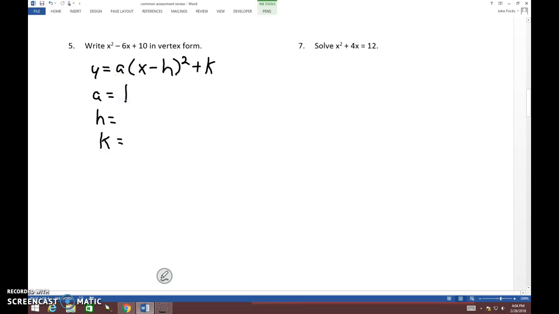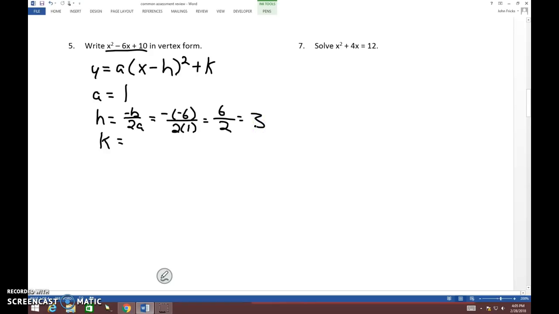We also know h and k are going to be found by using negative b over 2a since this is in standard form. So to find h, we're going to use negative b over 2a. So that's going to be negative times b, which is negative 6, divided by 2 times a, which is 1. So that's going to give us a 2 on bottom. Negative times negative 6 is positive 6, which gives us an answer of 3 for h.